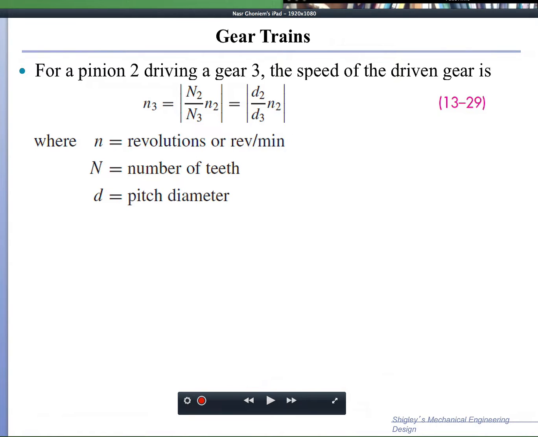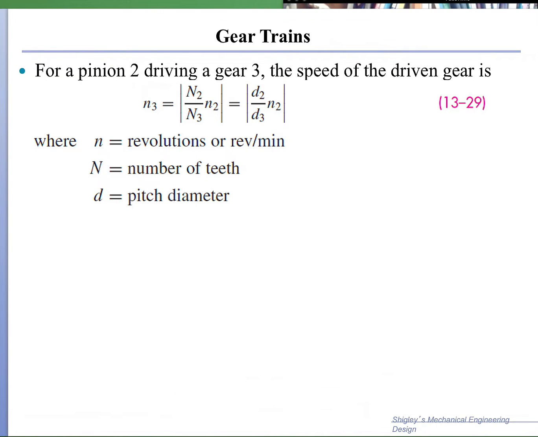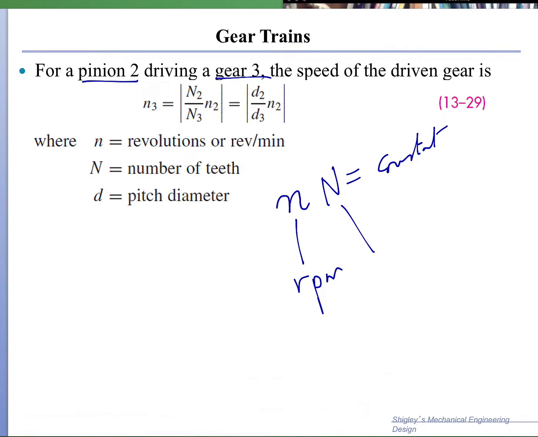So the gear train is basically a generalization of a driver pinion and a driven gear. If we have only gear 2, which is a pinion, driving gear 3, which is the driven gear, in this case the gear train has only one stage, so it's a one-stage gear train. And the idea here, as we learned before, is that the product of n times N is constant. So if you increase n, this is the RPM, and this is the number of teeth.